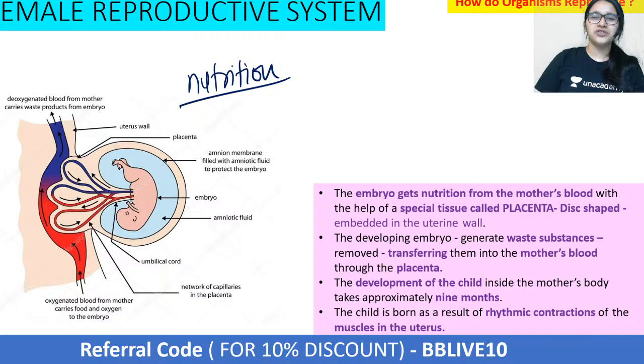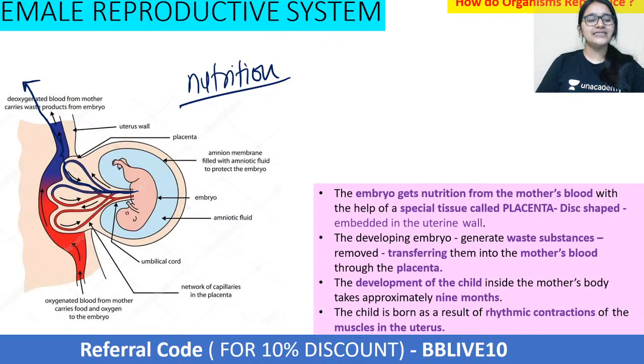Now that the baby has been given oxygen and nice food, the body says, take the deoxygenated blood and waste along with you as well. So the deoxygenated blood along with the waste materials is given out through the umbilical cord, and then it mixes with the mother's blood so it can get purified. Understood? This is how it happens.